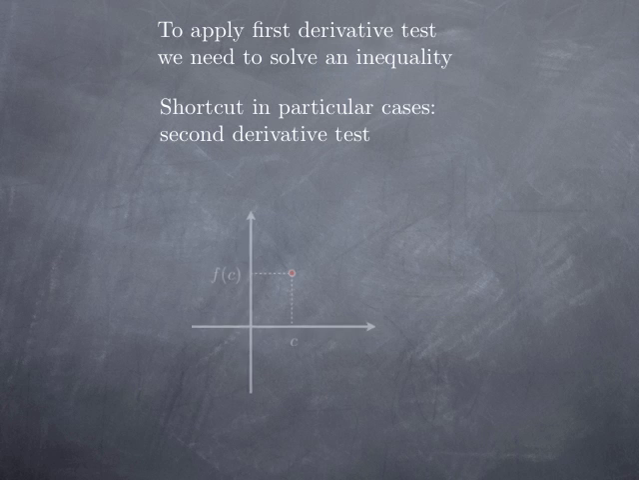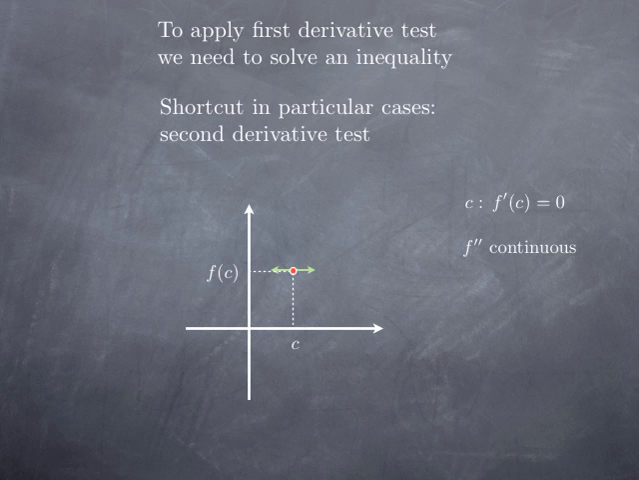Let's say we're in the case where we have a critical point C, where C is critical because the derivative is 0. So this argument is not going to apply to the case where the derivative is not defined at C. So we have a critical value where the derivative is 0, so we have a horizontal tangent. And let's assume we're in the case where the function is twice differentiable and the second derivative is continuous.